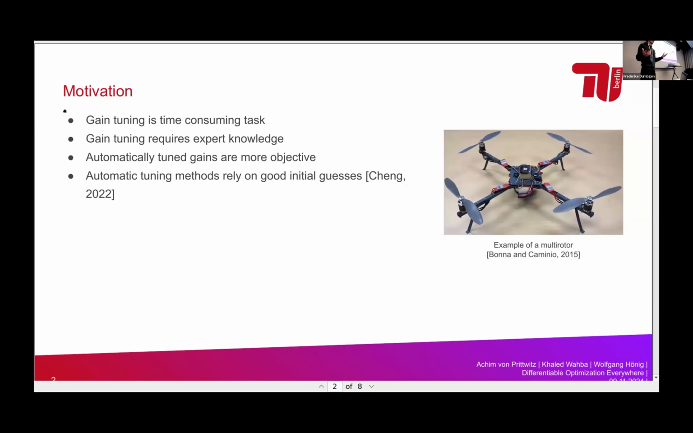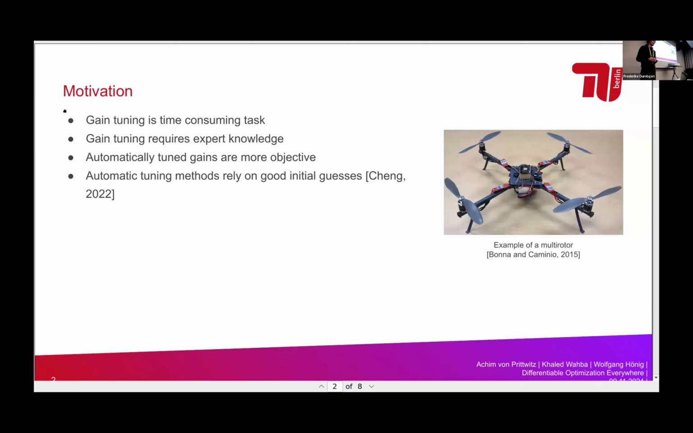The motivation is that if we don't know our system and we have to tune our gains by hand, it's a time-consuming task requiring expert knowledge, because we have to know how the different gains interact. Also, if we do it by hand, it might be subjective in the sense that we cannot really account for precise optimal criteria.